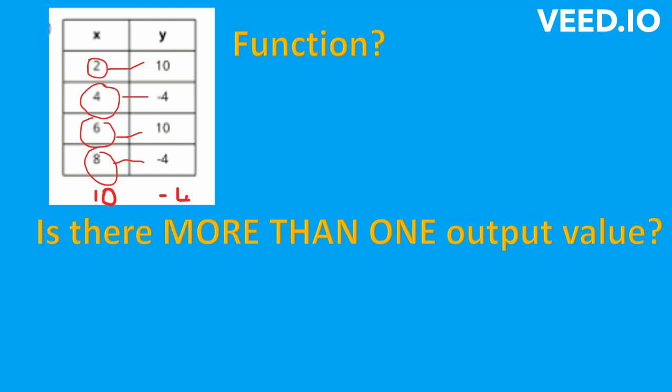Say if I put 10 here and minus 4 there, for two different inputs, we're having the same output. It is still possible for a function to have a situation like this.